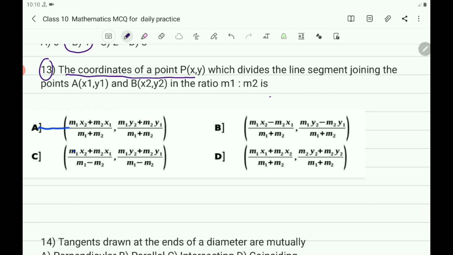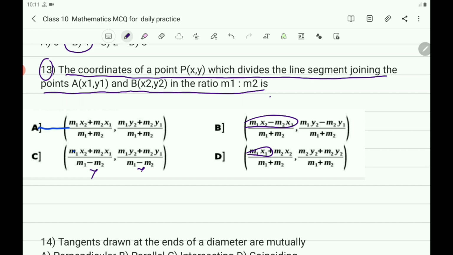The coordinates of a point P of xy which divides the line segment joining the points A x1 y1 and B x2 y2 in the ratio m1 is to m2. Then you know the relation here. In the denominator it is m1 plus m2, not m1 minus m2. Here m1 x1 is not there, and here the minus is not there. So you take m1 x2 plus m2 x1 by m1 plus m2, and m1 y2 plus m2 y1 by m1 plus m2. This is the x coordinate, this is the y coordinate.